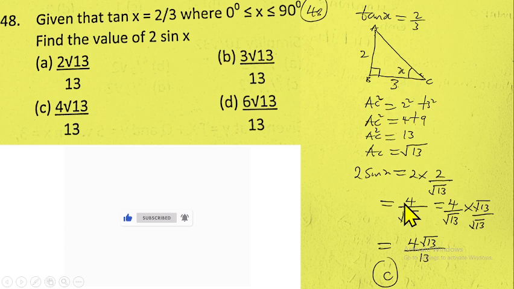Then we cannot leave an answer like this because of the surd. So we are going to rationalize this. Root 13 will multiply up and down. So we'll have 4 over root 13 times root 13 over root 13. This time, the numerator will give us 4 root 13, and root 13 times root 13 gives us 13. So option C is the correct option.